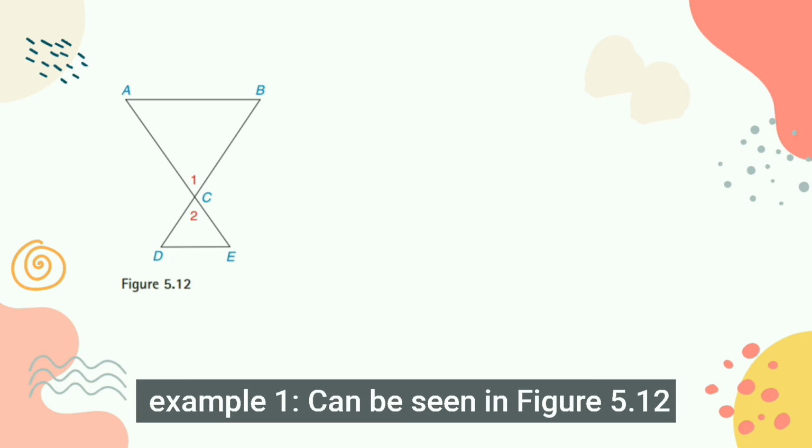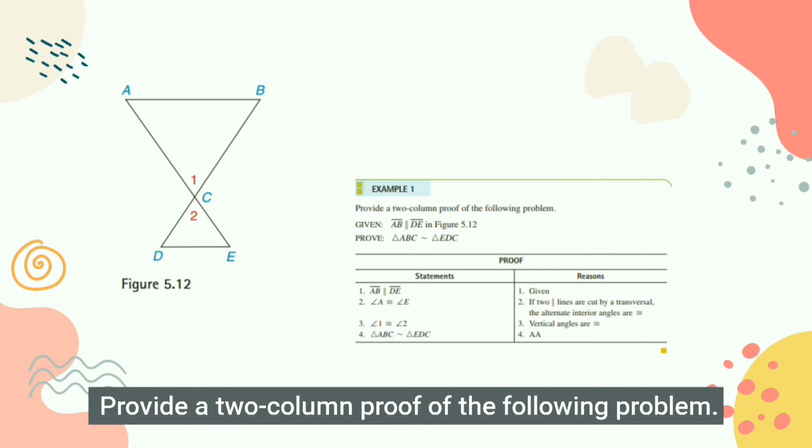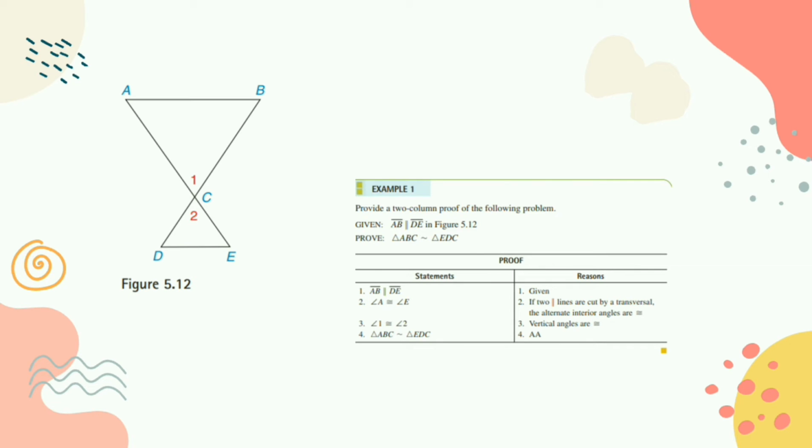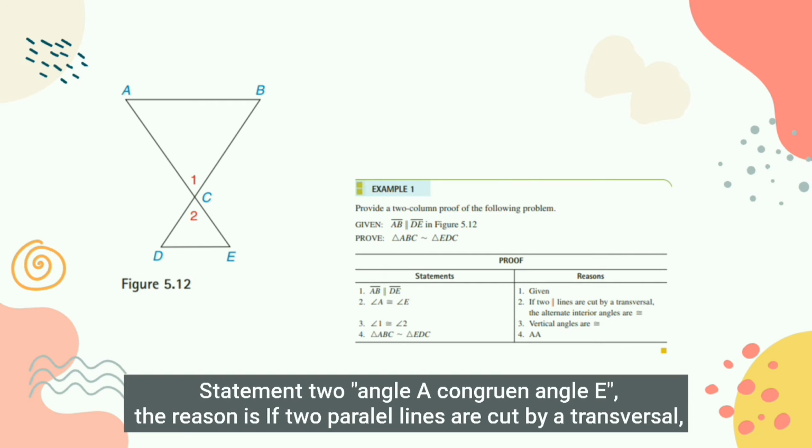Example 1 can be seen in figure 5.12. Provide a two-column proof of the following problem. Given AB is parallel to DE in figure 5.12. Prove triangle ABC is similar to triangle EDC. The proof. Statement 1. AB is parallel to DE. The reason is given. Statement 2. Angle A is congruent to angle E.